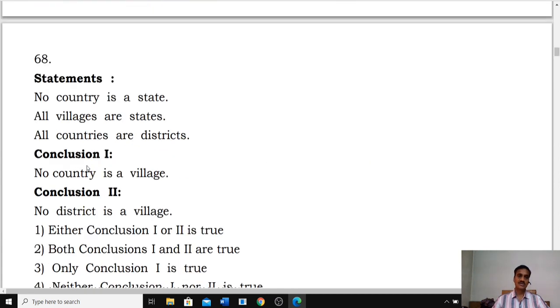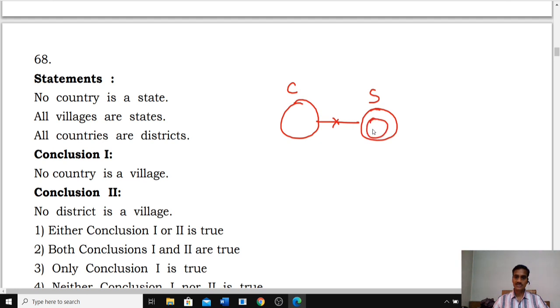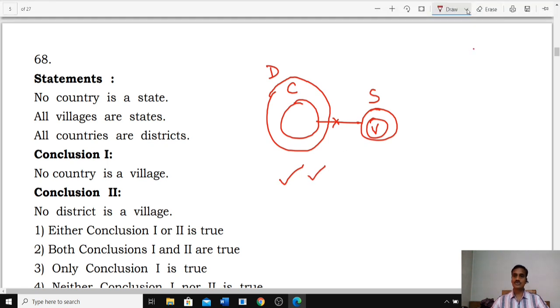Then 68. No country is a state. Now this is the country and this is the state. No country is a state. All villages are states. All these villages are states. All countries are districts. No country is a village. Country is here, village is here. There is no intersection between these two. Definitely true. No district is a village. District is here, village is here. This is again true. Now both the conclusions are true.